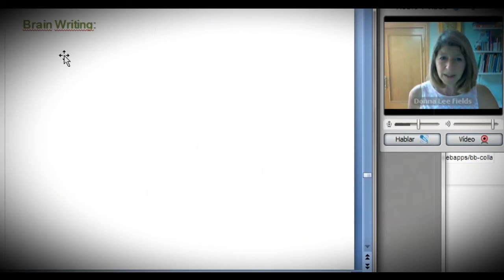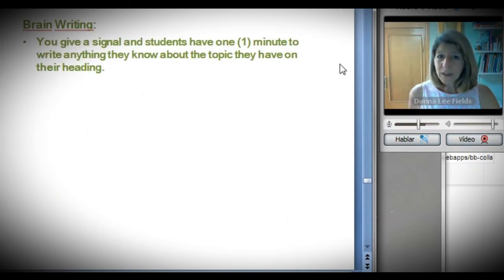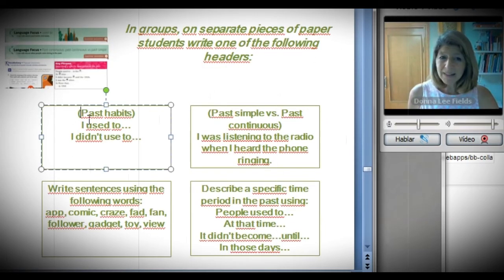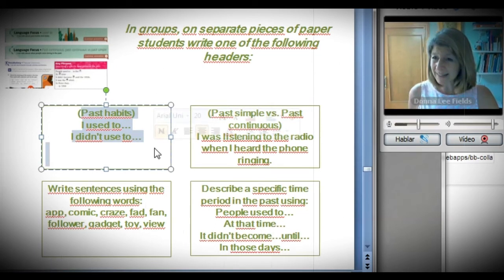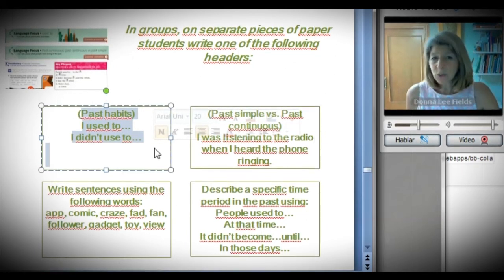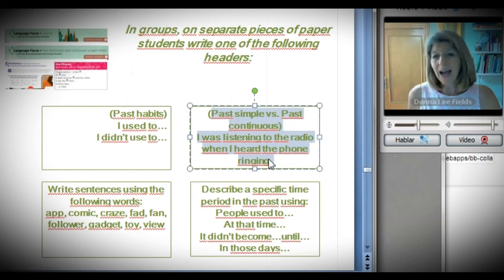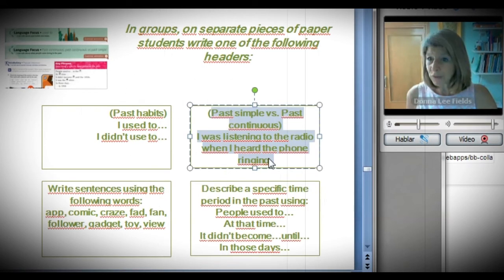And then what happens? Well, first, you give a signal, and students have 1 minute to write anything they know about the topic they have in their heading. So in 1 minute, this student will write all the sentences that she or he can on I used to, I didn't used to. This student is going to write anything on the past continuous and past simple. I was listening to the radio when I heard the phone ringing.